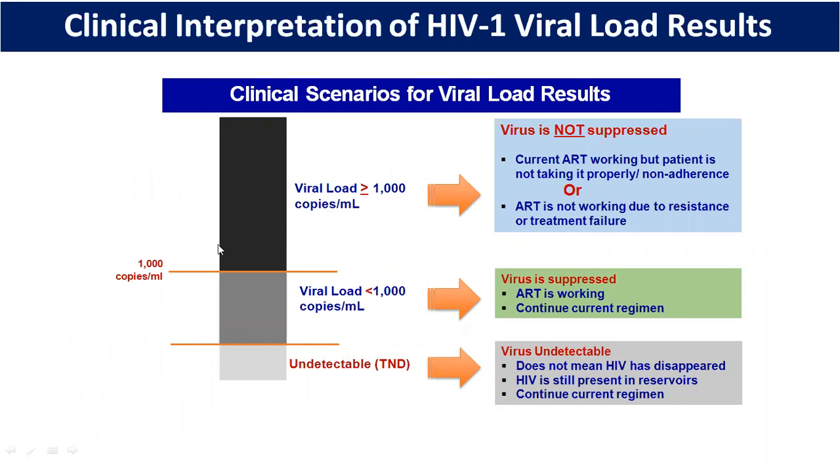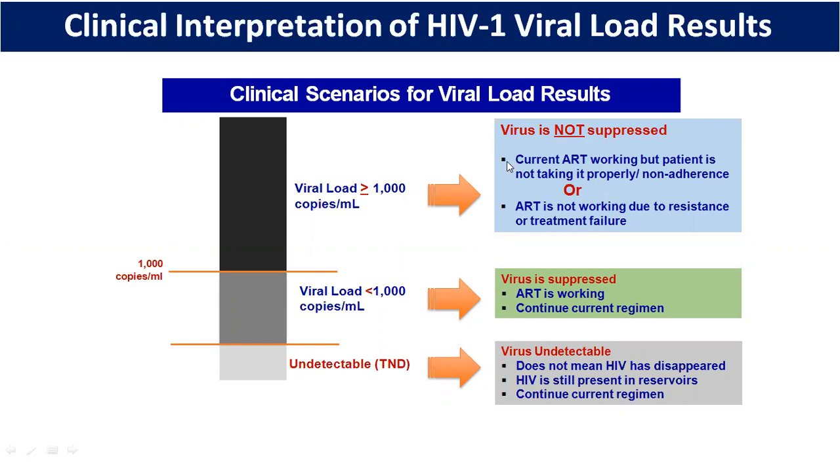Now, clinical scenario for viral load more than 1,000. So it is not suppressed. So what will you do? Either there is an OI, or maybe the child is not taking the medicine properly, or there's a failure. If less than 1,000, that means ART is working, and continue the same regimen.